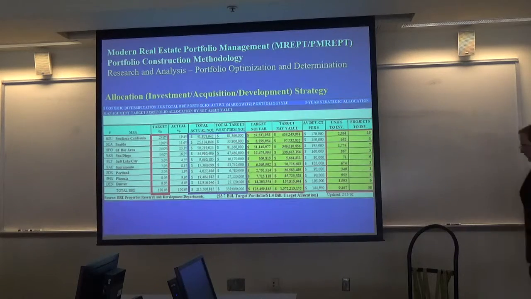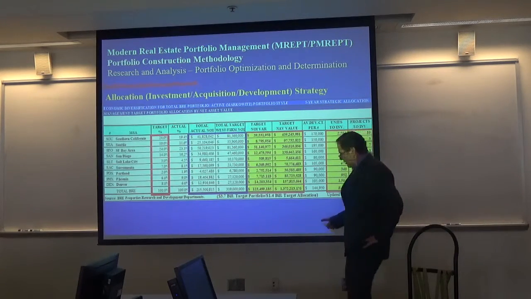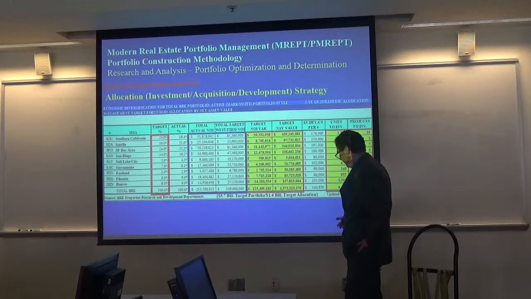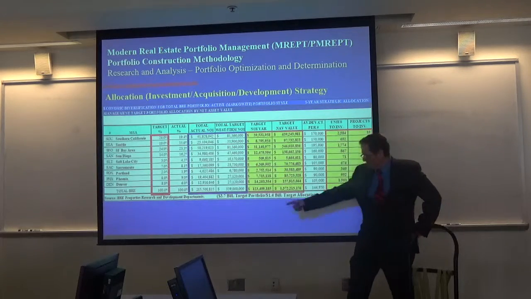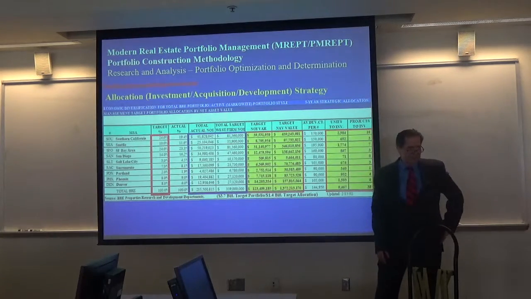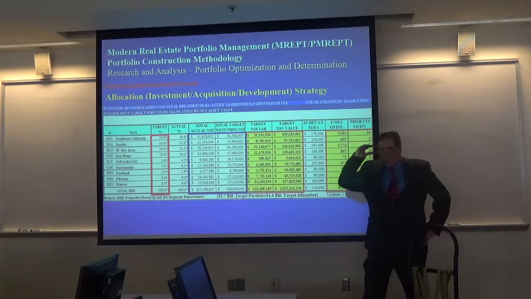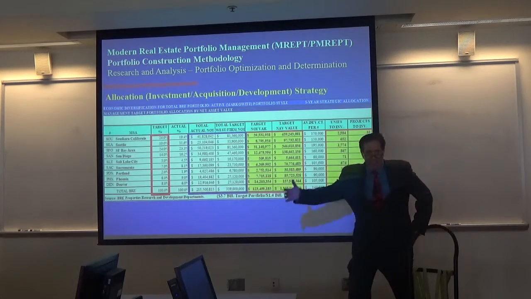And then we decided that our eventual target portfolio, we wanted to go from a $2 billion REIT to a $4 billion REIT. Okay, so we want to get to $4 billion in the next 5 years.